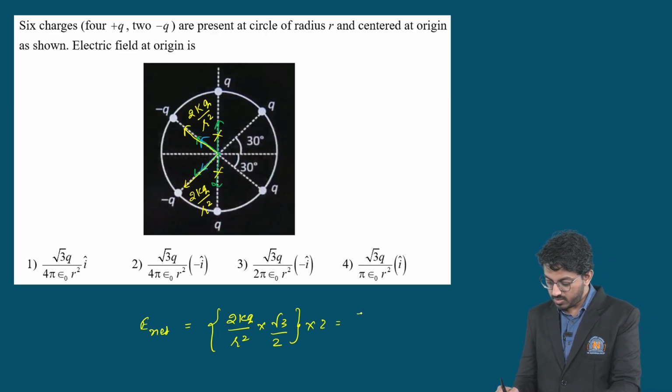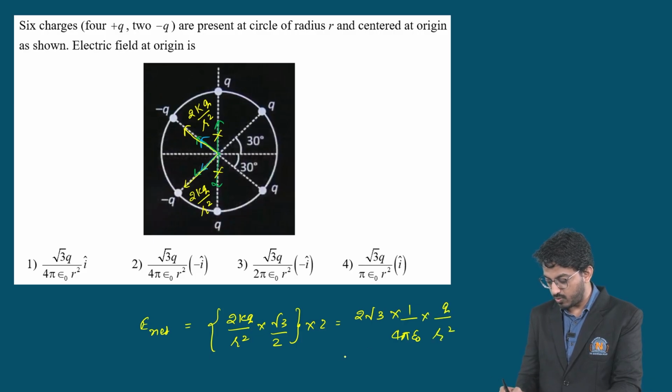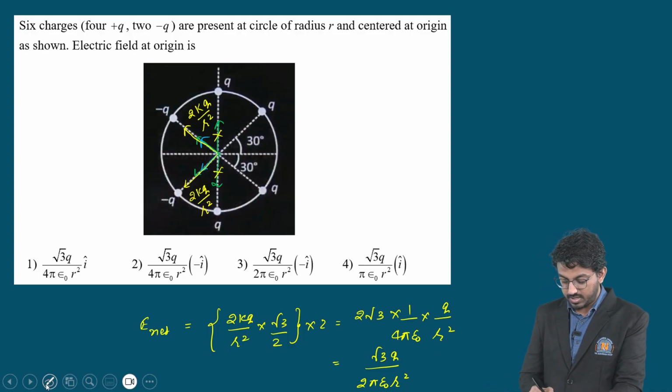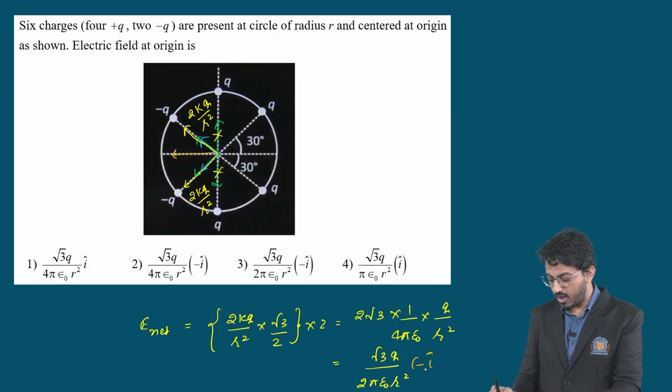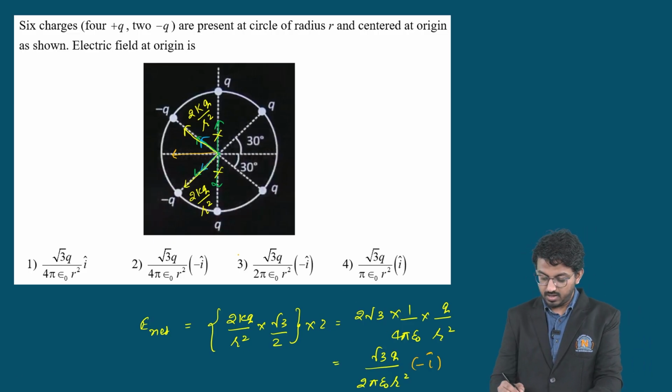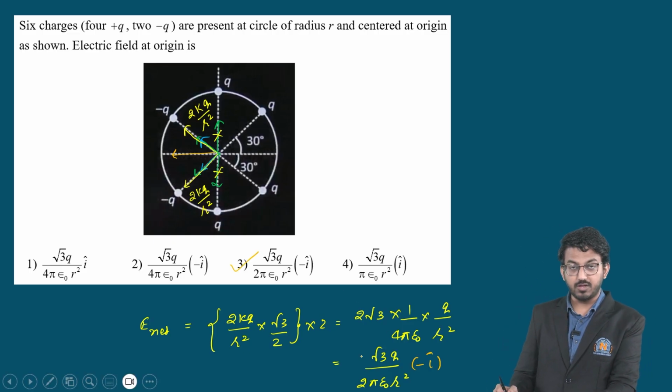Going further, we get 2 root 3, k is 1 over 4 pi epsilon naught, q over r square. Solving it further, we get root 3 q divided by 2 pi epsilon naught r square. And looking at the direction, the net electric field is going to be towards the left, and as standard we take it as minus i cap. So in this case, again, the third option is the correct answer here.